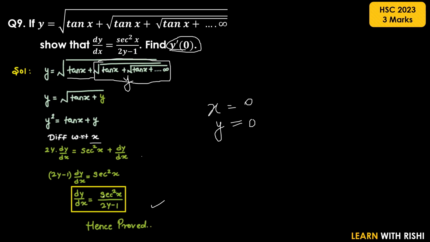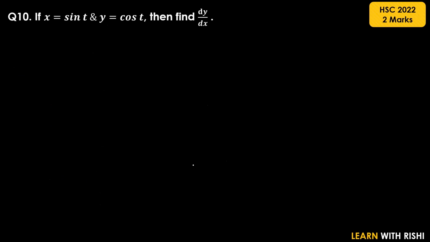Now we'll substitute here: dy by dx is equal to sec square 0 upon 2 into 0 minus 1. So sec square 0 is nothing but 1. So it will be 1 upon minus 1. So our dy by dx will be equal to minus 1. So this will be your answer. Okay. Let us move to the next question.